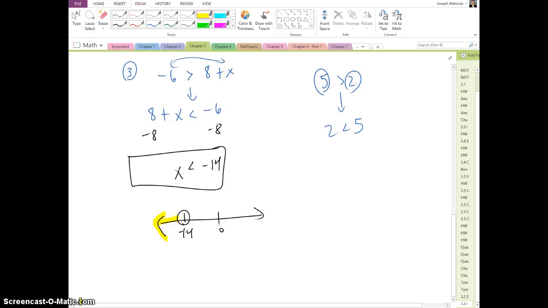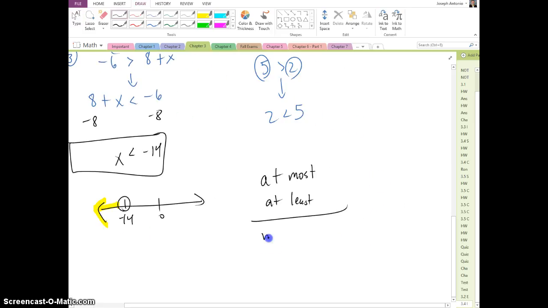There's a quick snapshot of how you add and subtract inequalities. The last thing I'll mention is there are a few key words that you want to get down, such as the words at most and at least. And you want to understand not more than and not less than.